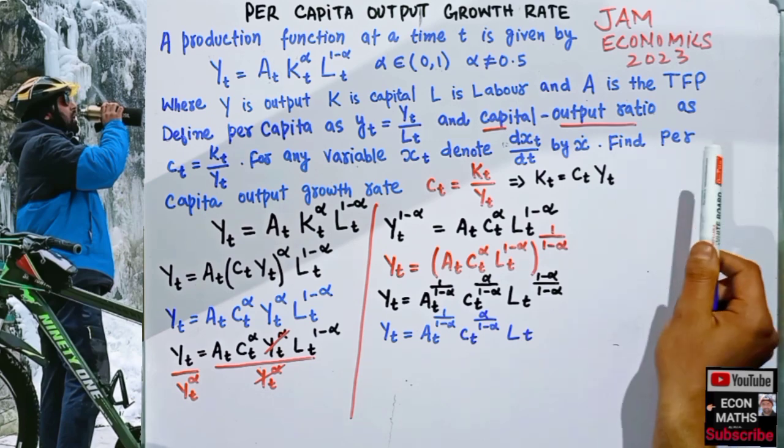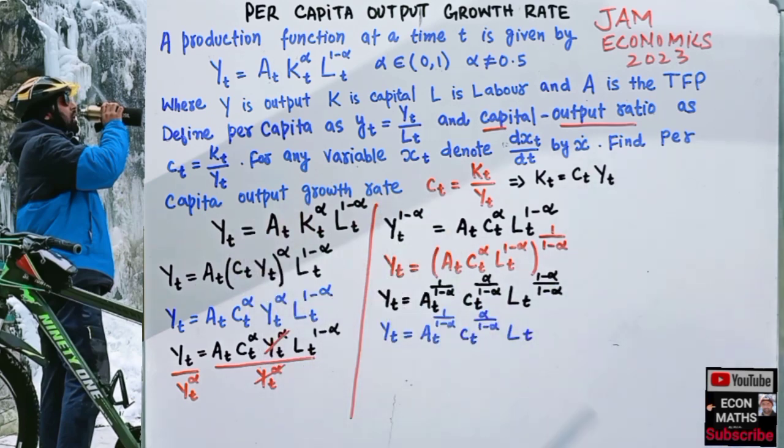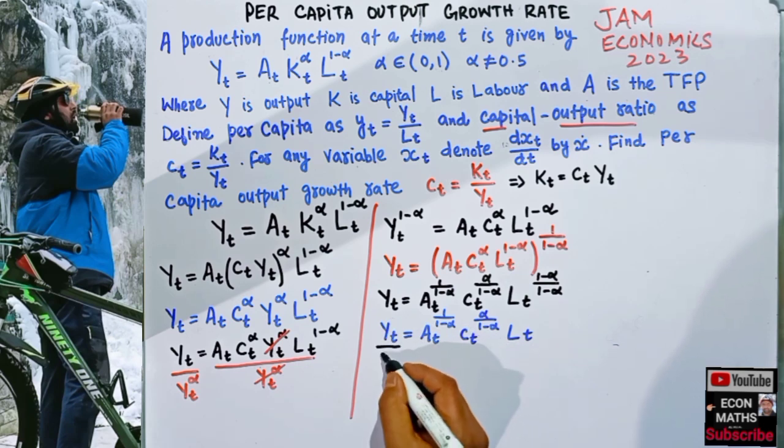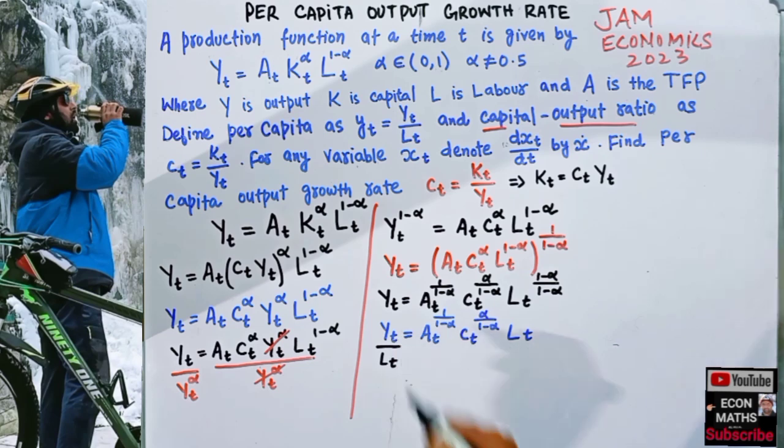Since we have to find out the per capita output growth rate, that means we want to find out the output per worker. So this is our total output. To this we divide by LT. This will give us the output per worker.